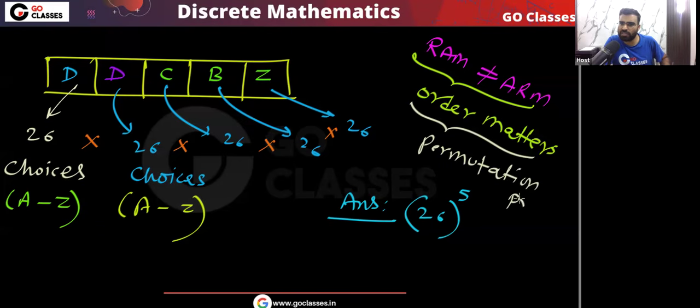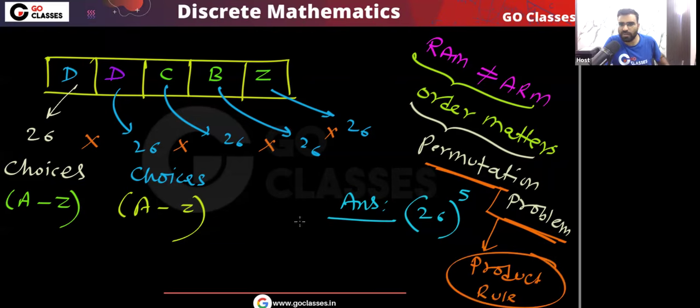So this is a permutation problem. And remember, because repetition of letters is allowed by default in the English word, this is permutation with repetition. And whenever there is a permutation problem, which method can you apply to solve it? Whenever you see a permutation problem, you can apply the product rule.